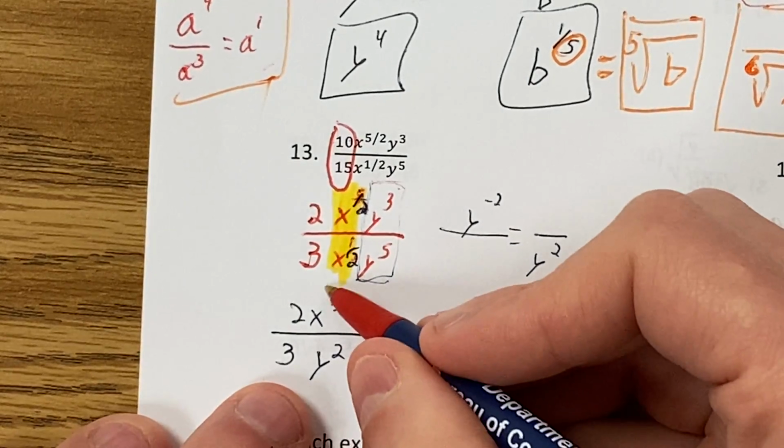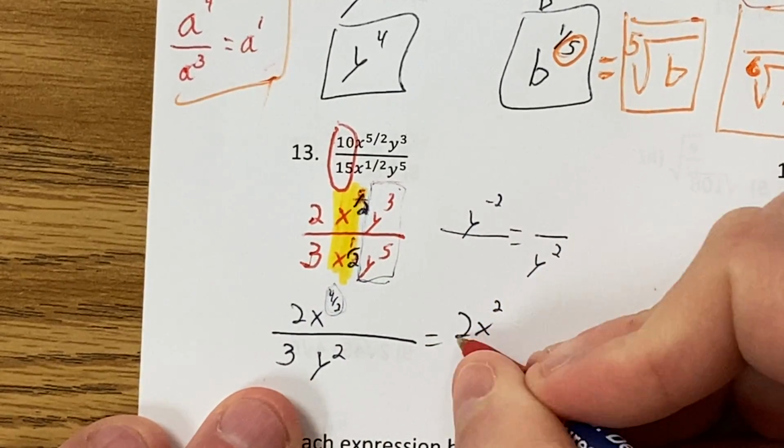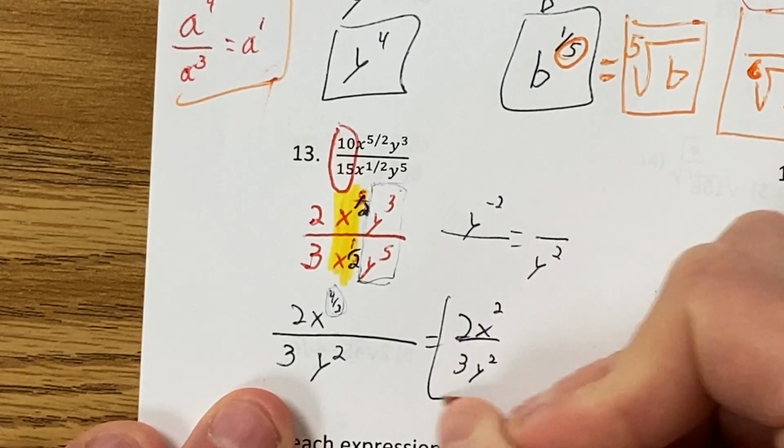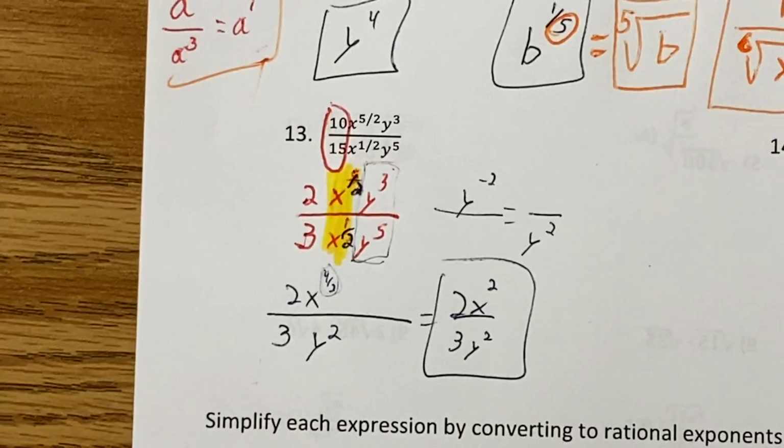Either way, like I said, we're going to simplify that. 4 over 2 is just 2. So you get 2x squared over 3y squared. No radicals because there's no rational exponents. There's no fraction exponents.